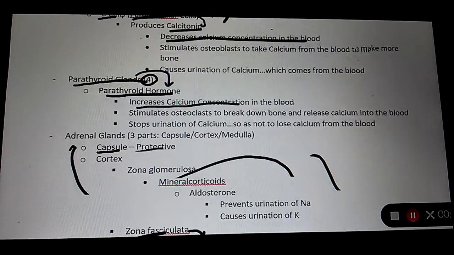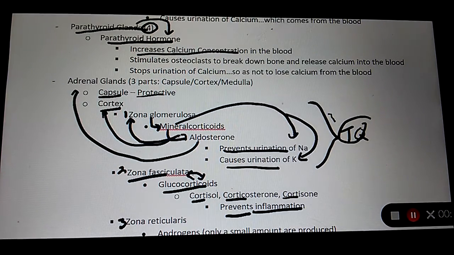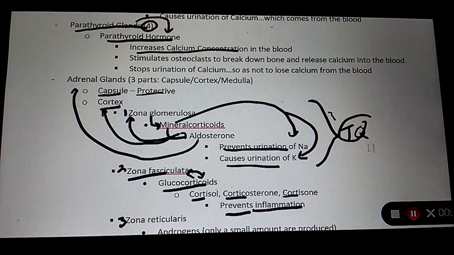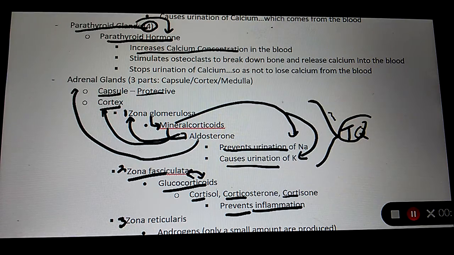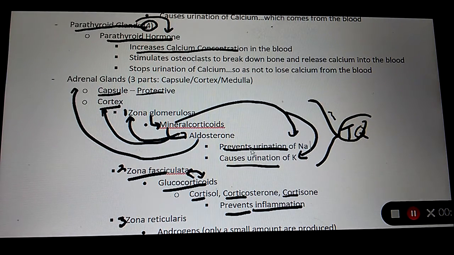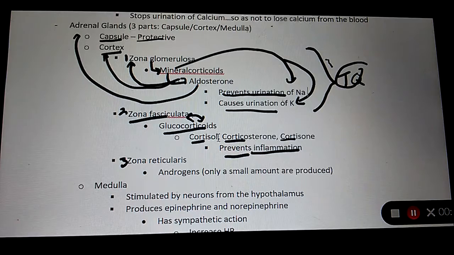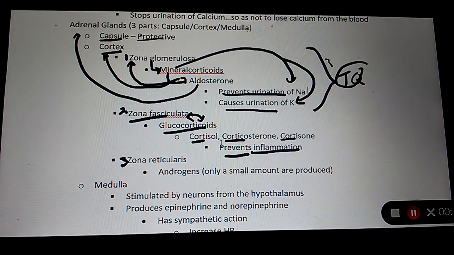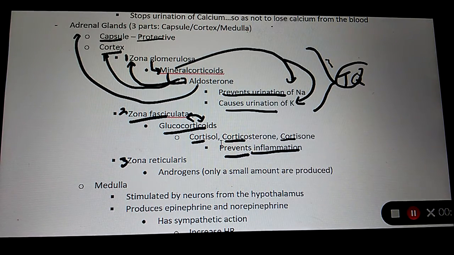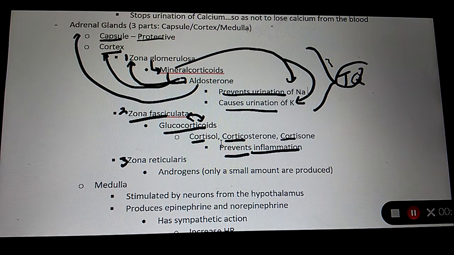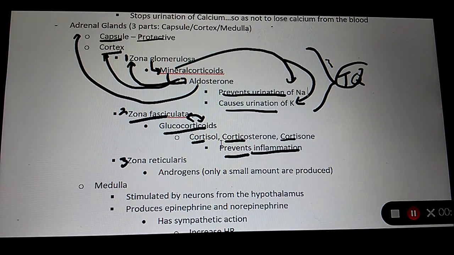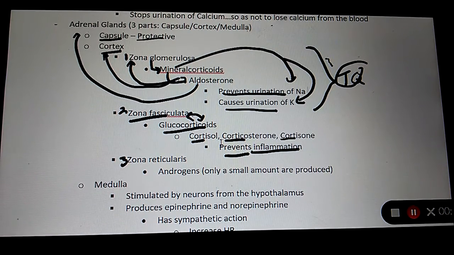Are there neurons that come from the hypothalamus that go to the adrenal gland? Yes. Does it go to the adrenal cortex or the adrenal medulla? Adrenal medulla. Name the 3 layers of the adrenal cortex. Zona glomerulosa, zona fasciculata, zona reticularis. Glomerulosa, fasciculata, and reticularis. Okay.